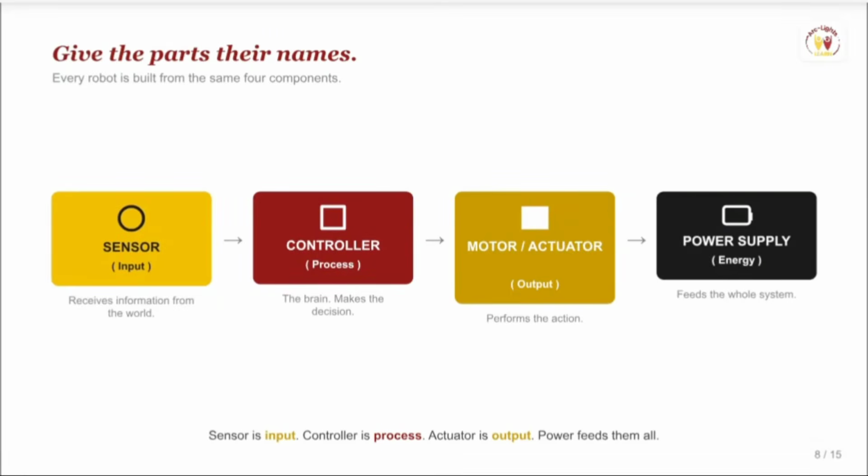Now let us give every part of that system its proper name. The sensor, that is the input part, which receives information from the world, what the robot sees, hears, touches, or measures. Without a sensor, the robot is blind. The controller, that is the process part, the brain. It receives the sensor's information and makes a decision. Every program we write lives here. The motor or actuator, this is the output part. It turns the controller's decision into physical action. The wheel spins, an arm moves, a pump activates, and the power supply.